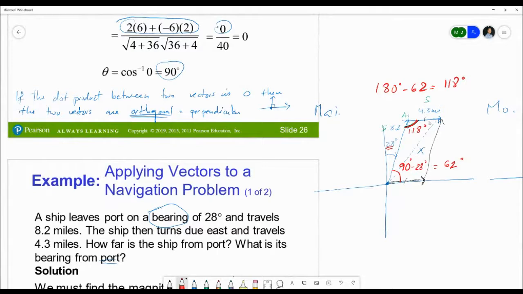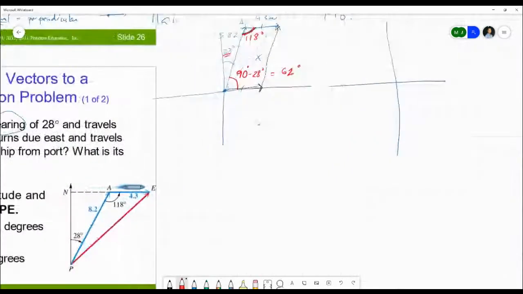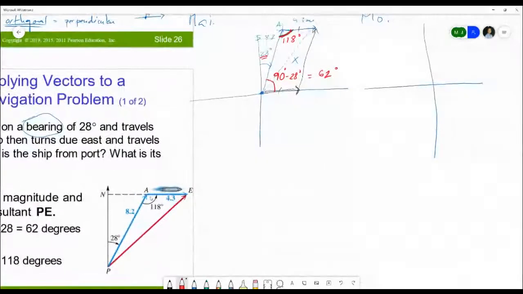Now we can redraw this so that we have a nice little triangle down here. I know this distance right here is 8.2. I know this is 4.3, and I just found this to be 118 degrees. And this is our missing value here.